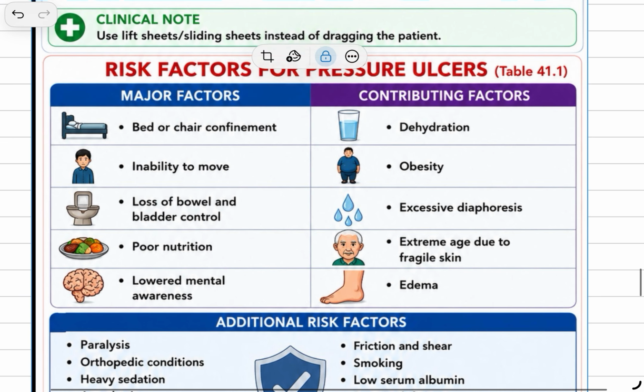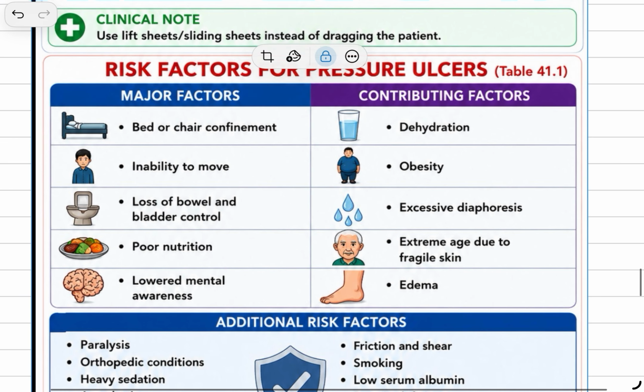Yes, extreme age, that may be more than 85 years of age, the skin is already fragile. Then if the patient is of that age and we make them bed confined, they can easily have this risk of getting a pressure ulcer.